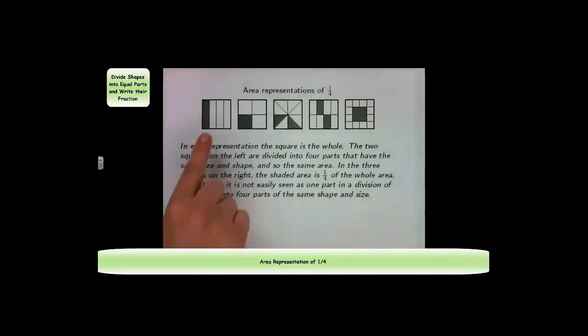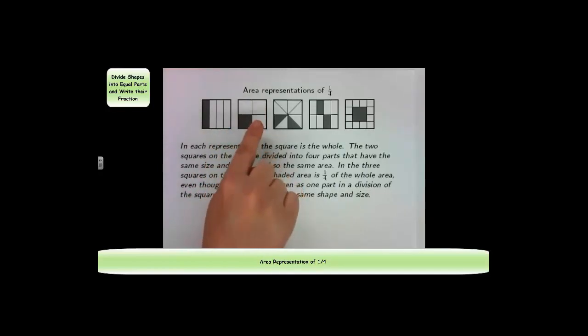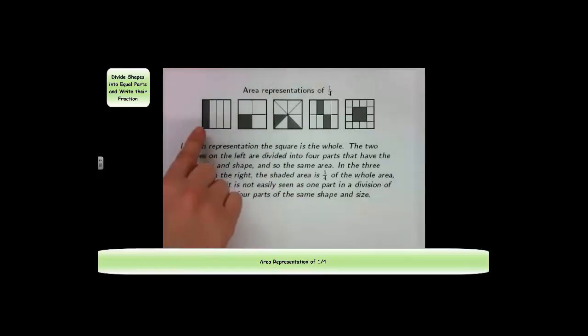The 2 squares on the left are divided into 4 parts that have the same size and shape. So that means each of these 1/4 pieces are the same size and they're the same shape. So that means they have the same area. They take up the same amount of space on the inside.